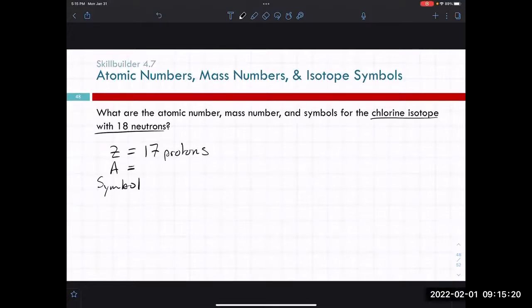Then A, from just a couple slides ago, is the mass number. So that's the number of protons plus neutrons. In this case, it's 35. Let me write it out like this. It's 18 neutrons plus our 17 protons, which we found from the periodic table, equals 35 for our mass number.